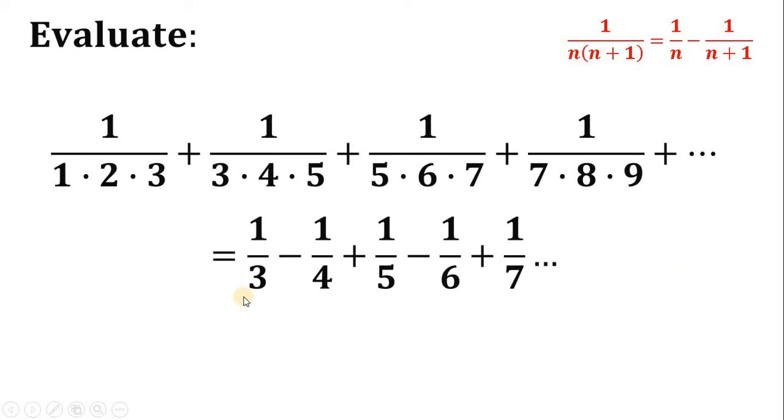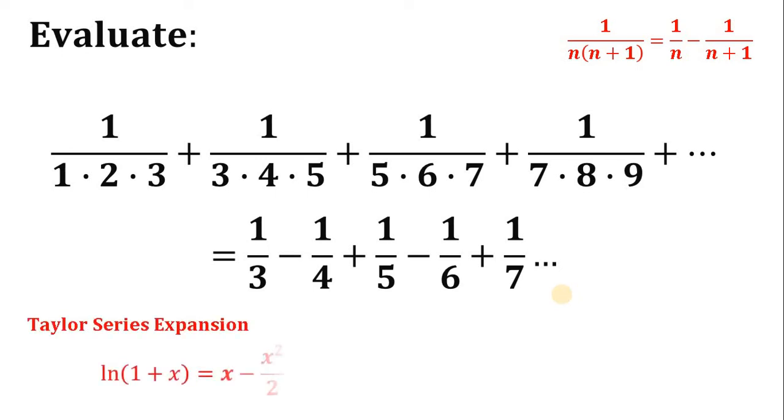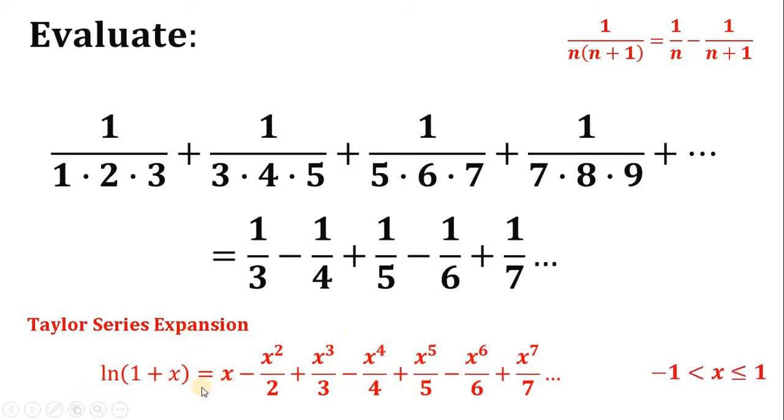Now, this infinite series is familiar if we recall the Taylor series expansion of ln of 1 plus x, because ln of 1 plus x is equivalent to just x minus x squared over 2 plus x cubed over 3 minus x raised to the 4th power over 4 plus x raised to the 5th power over 5 minus x raised to 6 over 6 plus x raised to 7 over 7, and so on and so forth for all x that is greater than negative 1 but less than or equal to 1.